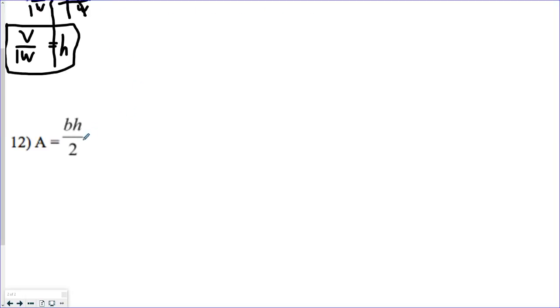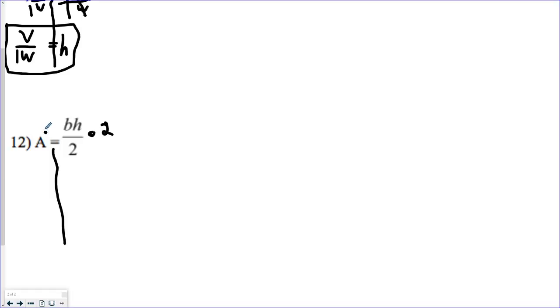12 is the same way. You have to get H by itself, so you have to move the B and the 2. And this one we're going to do in two steps just to make sure it's clear. So let's start by getting rid of the 2. Usually I like to get rid of division first if I can, just to make things easier. So the H is divided by 2. How do I get rid of divided by 2? I multiply by 2. And then whatever I do on one side, I have to do the other.